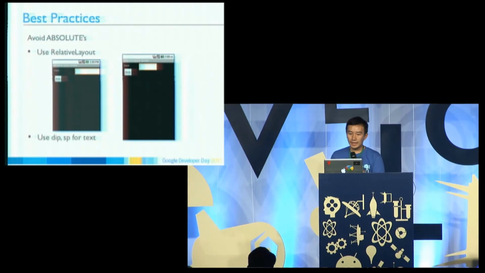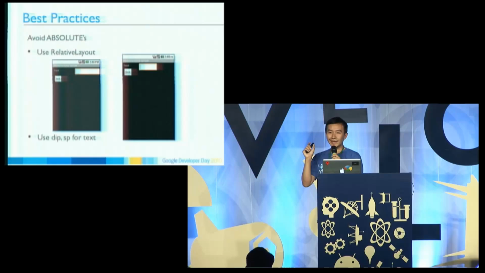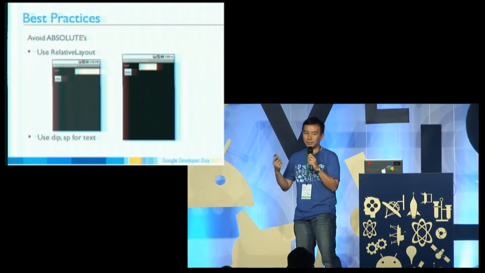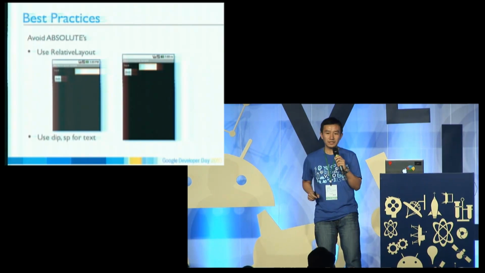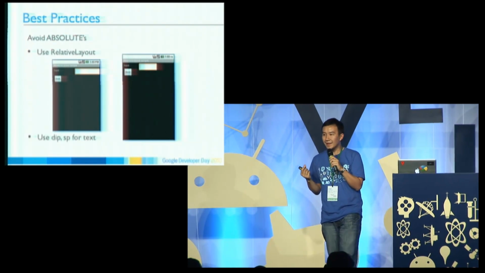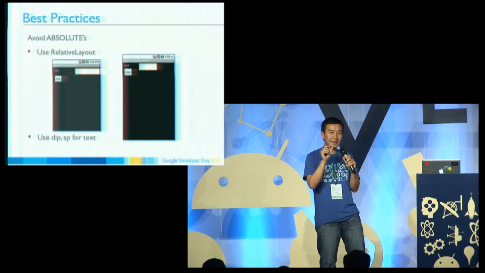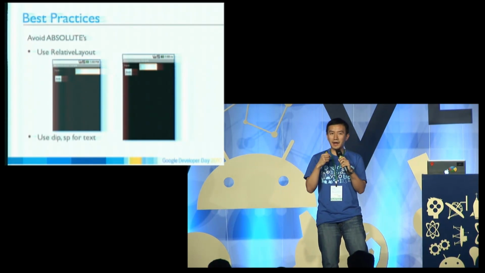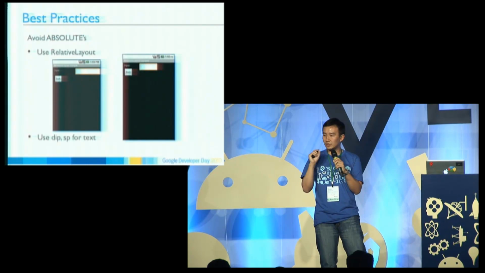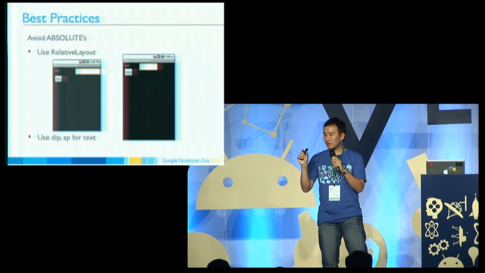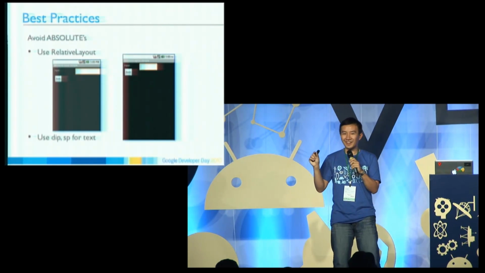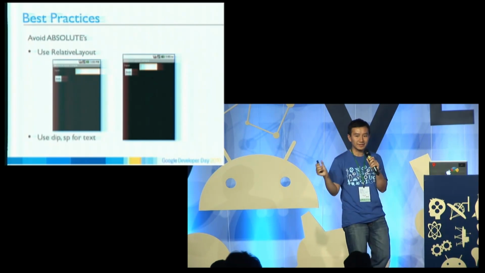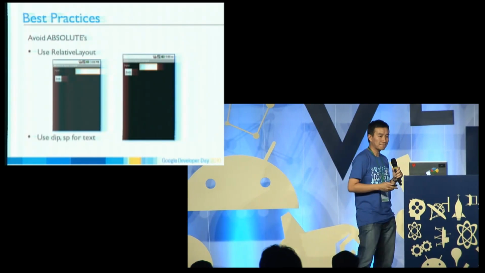And as far as defining text size, you want to use something called SP instead of, again, absolute pixel to define the size of the text. Because what we've seen is that while the text size may look okay on one implementation, namely, for example, G1, it may look like a smaller font on a Milestone, for example, just because of the differences in screen densities.